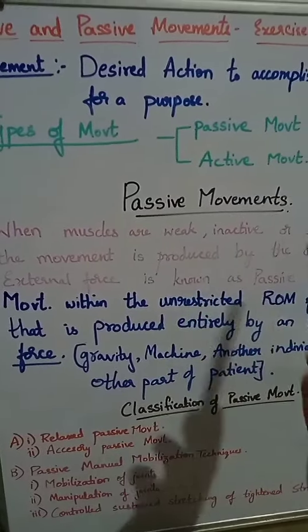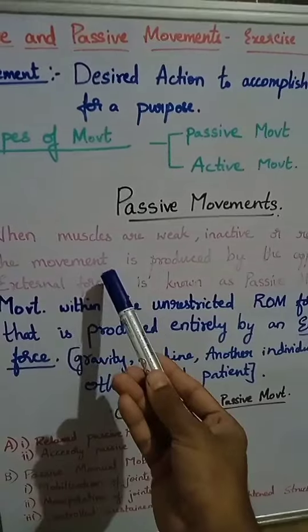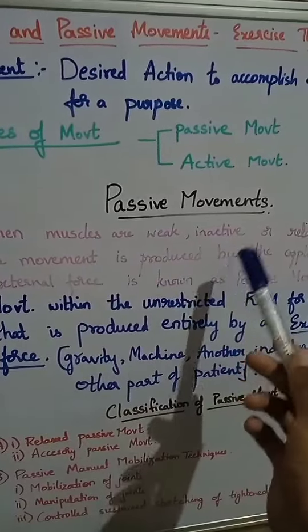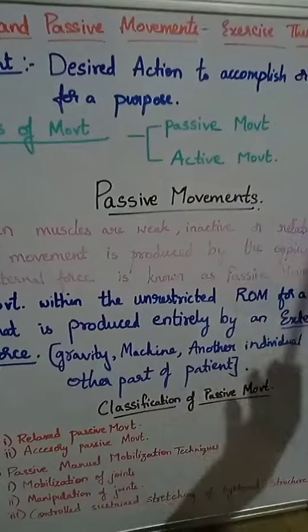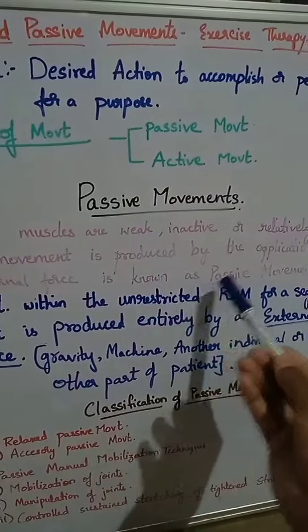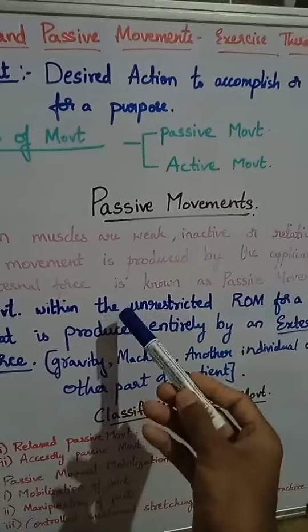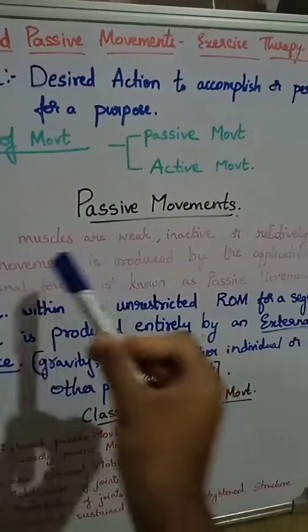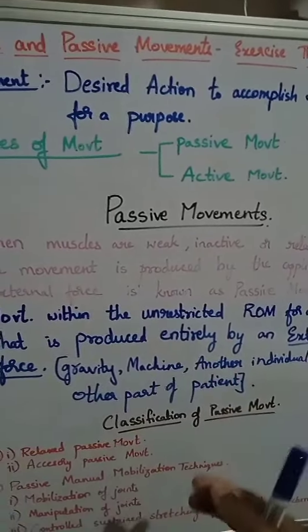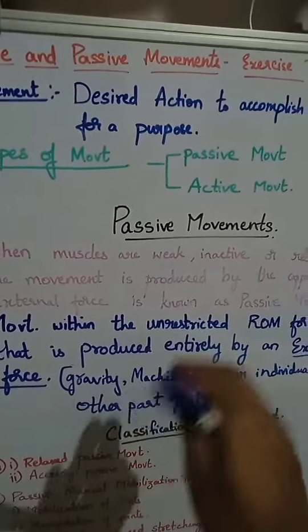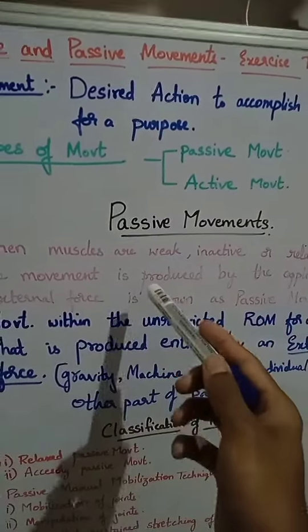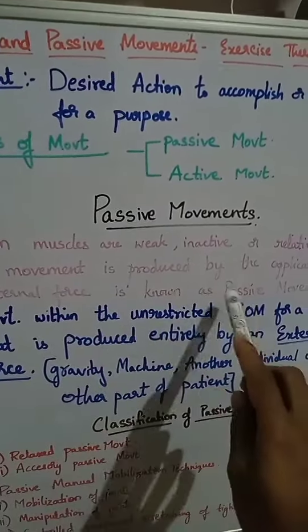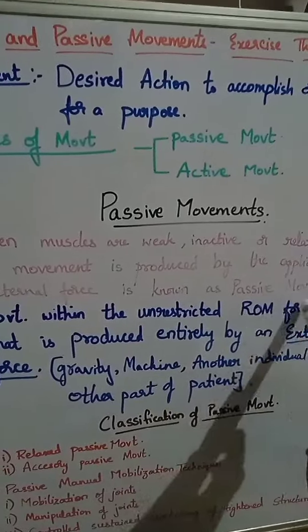So in passive movements, what is the definition? When muscles are weak or inactive or relatively so, that is when muscles are unable to do some movement, the movement is performed by the application of external force. This is known as passive movements. When these muscles are unable to produce some movement, an external force acts as an adjuvant and performs the movement. This type of movement is called passive movements.